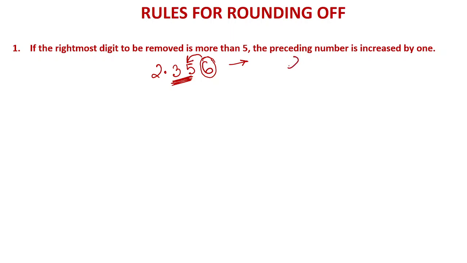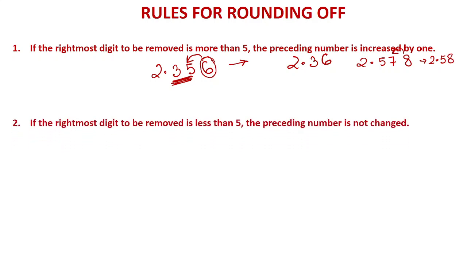Now this will be 2.36. Similarly, if you have 2.578, then 1 will be added to the previous number and it will be 2.58. This is your first rule.